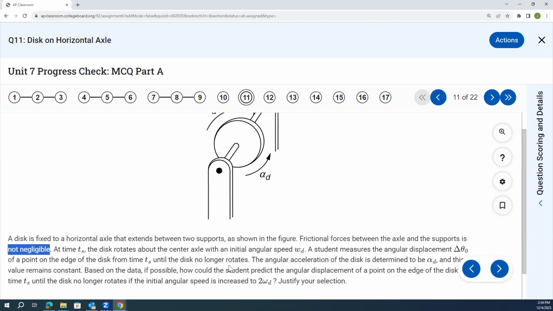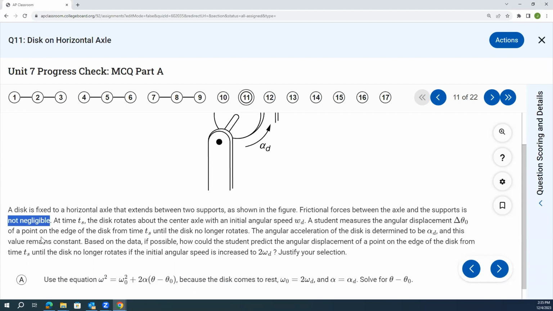We're saying like how far did it turn, maybe with the protractor. The angular acceleration is determined to be alpha sub d, and this value remains constant, right? Which is usually true for this class, right? You have uniform motion, constant acceleration, constant rate of slowdown. Based on the data, if possible, how could the student determine angular displacement, point on the edge of the disc, time ts until the disc no longer rotates if the initial angular speed is increased to 2 times the original value? Ooh, justify your selection, right?